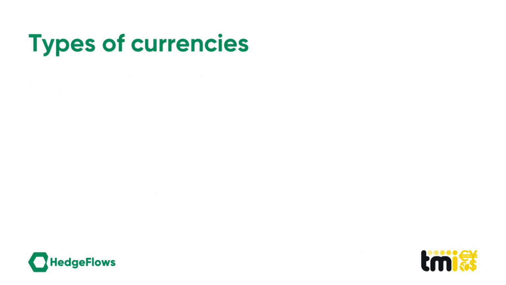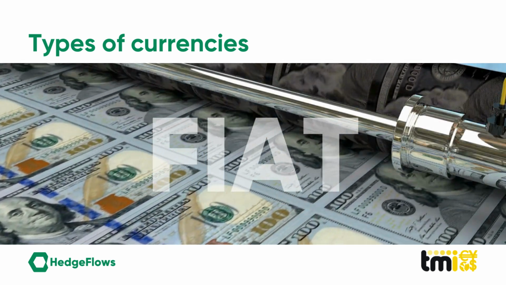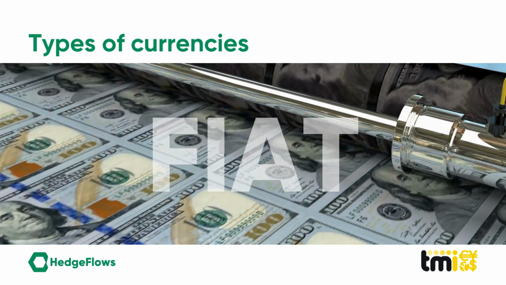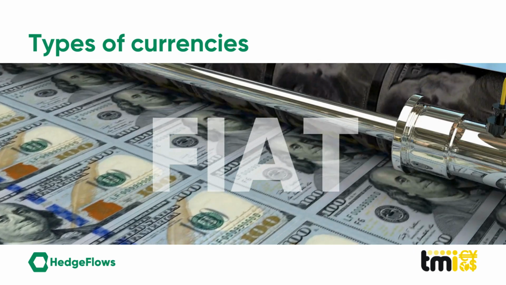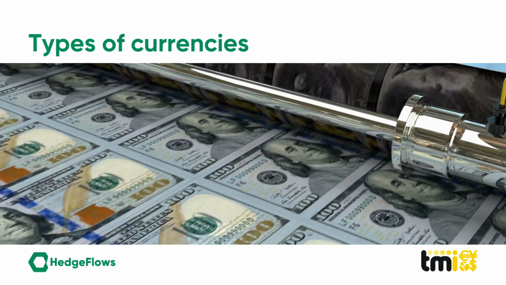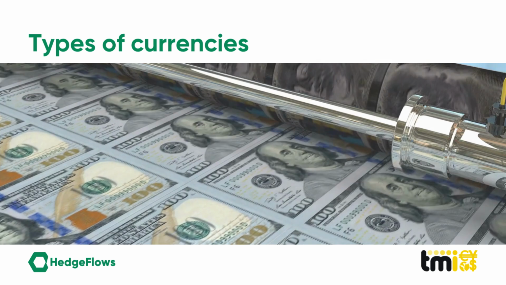What are different types of currencies? Most of the world's currencies are fiat currencies. These are issued by governments and have no intrinsic value in that they are not backed by a physical commodity such as gold. Their value is determined by government decree and the trust of the people who use them, and often their value is measured against other currencies instead.